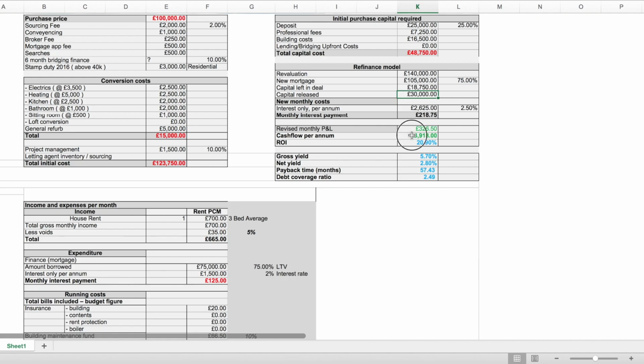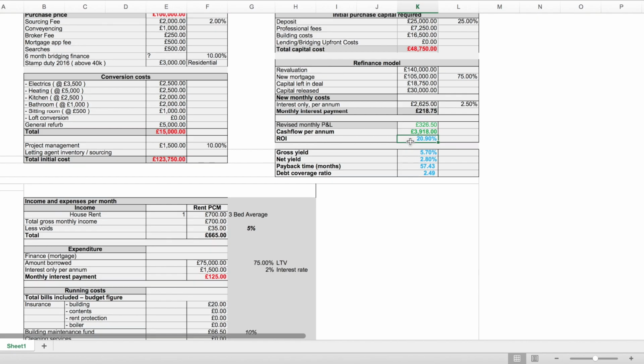So property is all about the long game. So in this instance, your ROI is now 20.90%. So you'd make all your money back in 5 years, all your profit, all your cash out in 5 years. And that's your new yield. Obviously, these yields are very low, but this is just a bit of an example one, really. A lot of these numbers I've just made up. So payback time, and then your new debt coverage ratio.